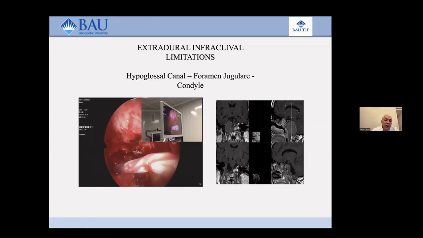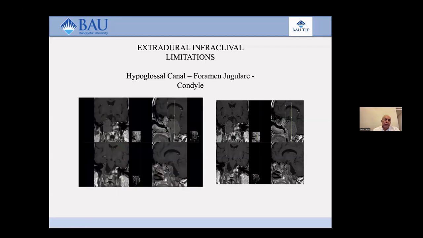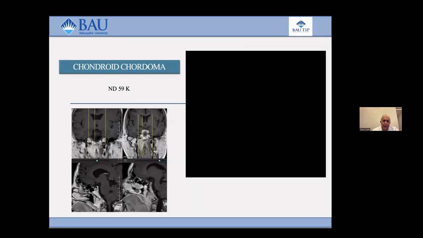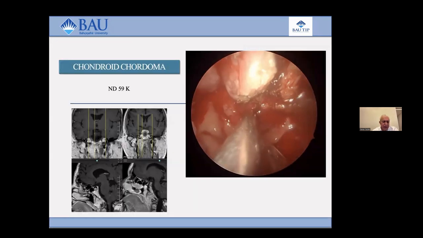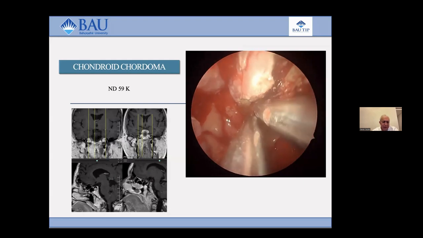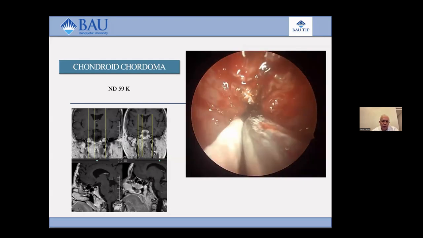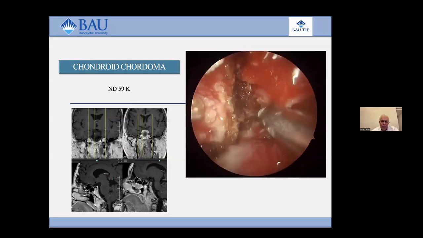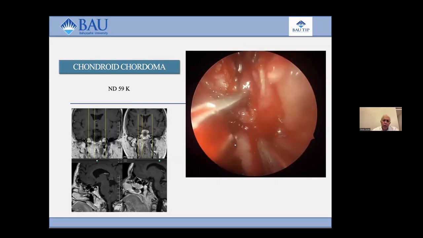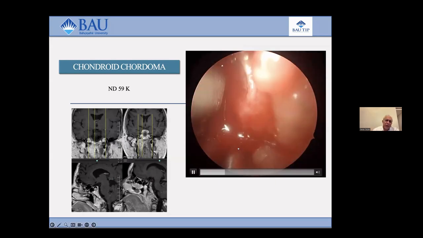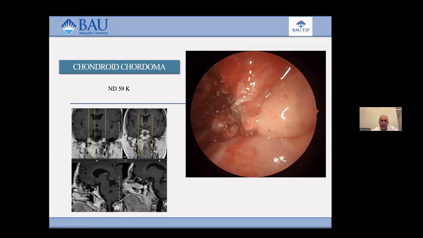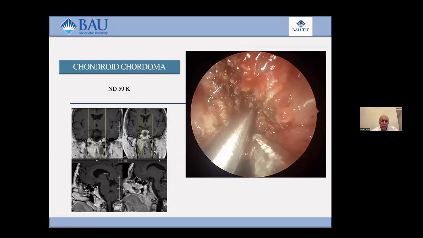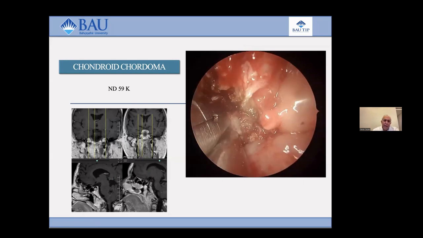In this case, we try to access the hypoglossal canal extradurally. The other case, this case is one of the last cases. This firm, very hard tumor, we performed a transodontoid approach. We explored the tumor capsule, the capsule was opened, and then the tumor was removed intracapsularly.